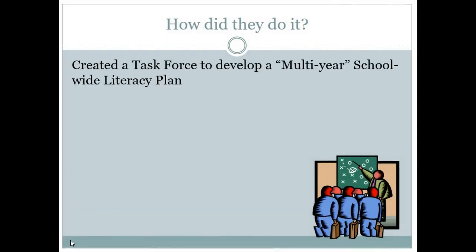They created a task force, sounds like shared leadership, to develop a multi-year school-wide literacy plan. So thinking big picture implementation over several years. They identified their core beliefs. So what is important to us and the education we provide to our students? What is effective literacy instruction? What does that look like? So again, we have shared leadership, we have a unified vision.